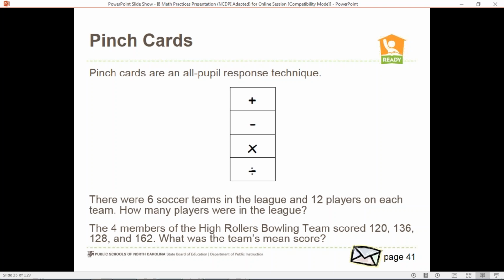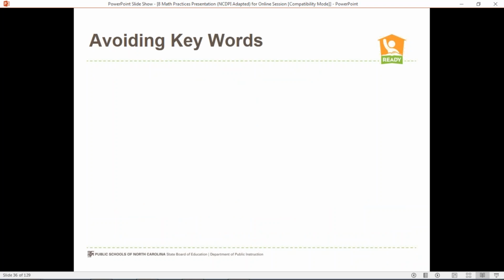Well, now I might be pinching multiple things. I might be pinching addition and division. And so that would show me that a kid really gets that, oh, I've got to do one thing first and then another thing second. So pinch cards, again, something that can be easily in a math tote or on a desk. We can certainly just do it by pointing as well.